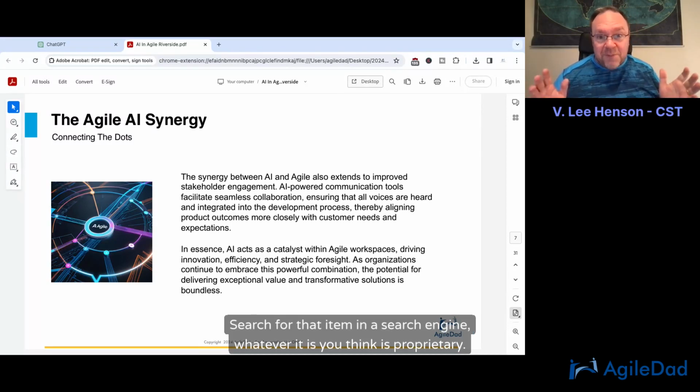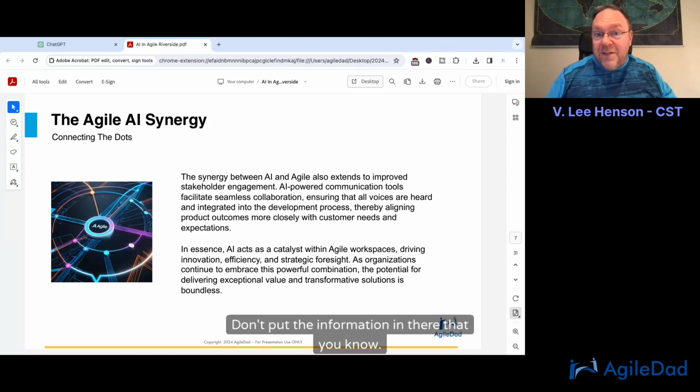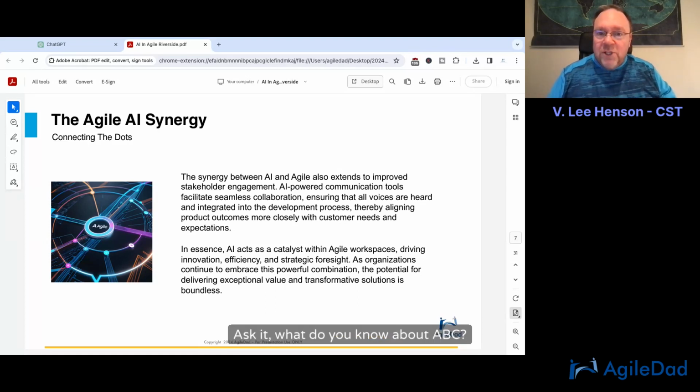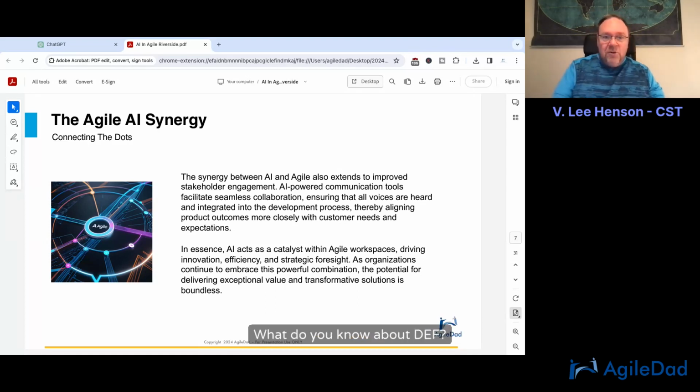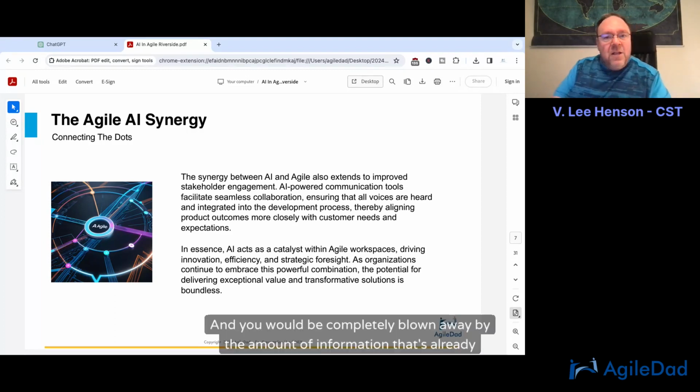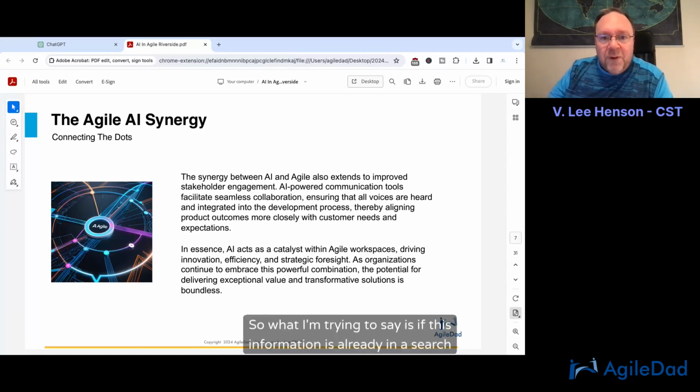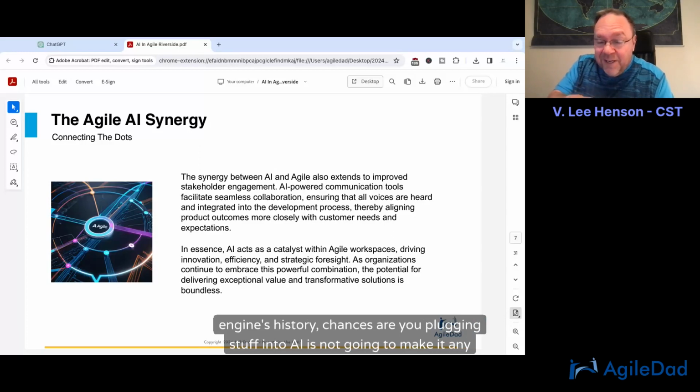Whatever it is you think is proprietary, don't put the information in there that you know. Ask it, what do you know about ABC? What do you know about DEF? And you would be completely blown away by the amount of information that's already out there. So what I'm trying to say is if this information is already in a search engine's history, chances are you plugging stuff in AI is not going to make it any worse.